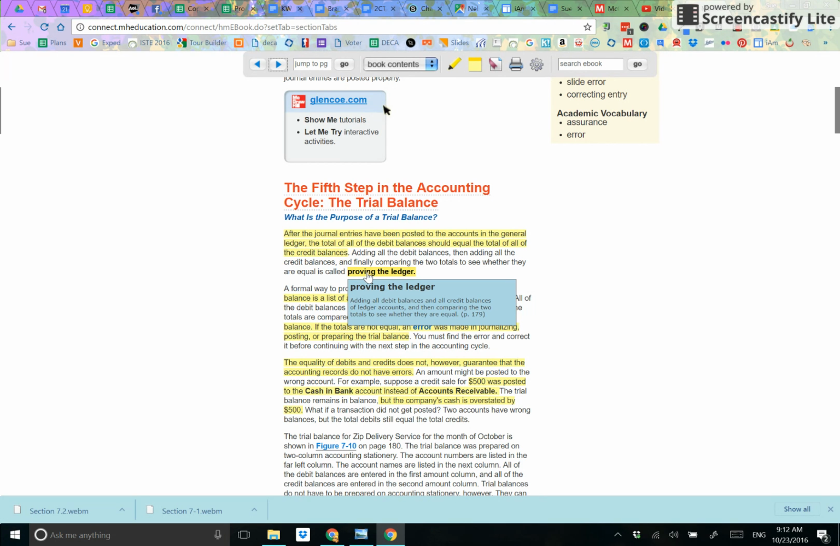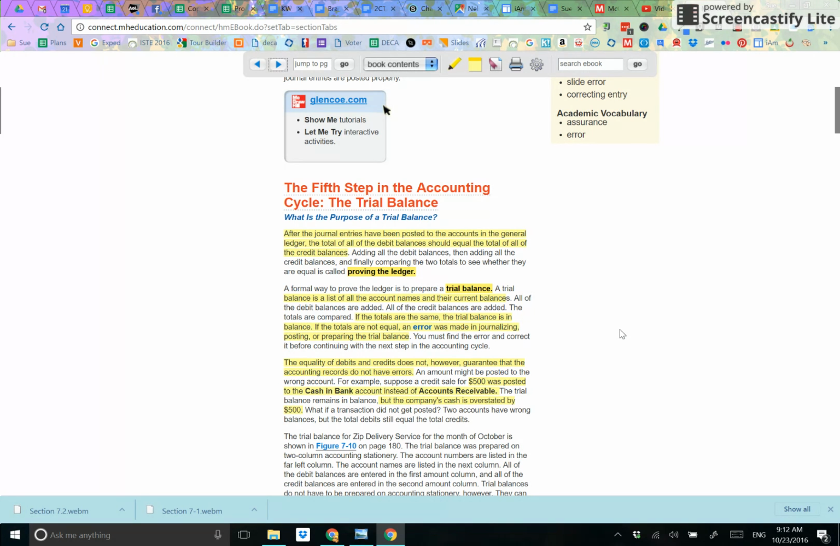So, proving the ledger. We're going to add up all the debit balances and all the credit balances, and we're going to compare the two to say that we have proven that the ledger is in balance. And the way that we do that is by preparing a trial balance. A trial balance is a listing of all the ledger accounts, their names, their account numbers, and their balances. If the totals are the same, the trial balance is said to be in balance. If the totals aren't equal, there was an error made in journalizing, posting, or preparing the trial balance.